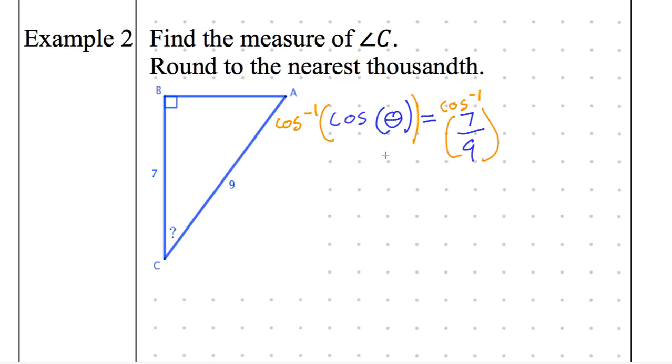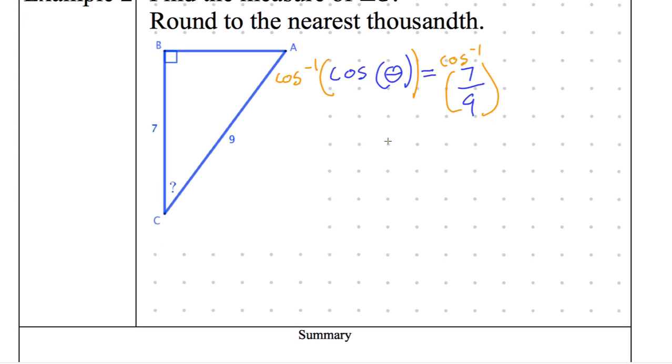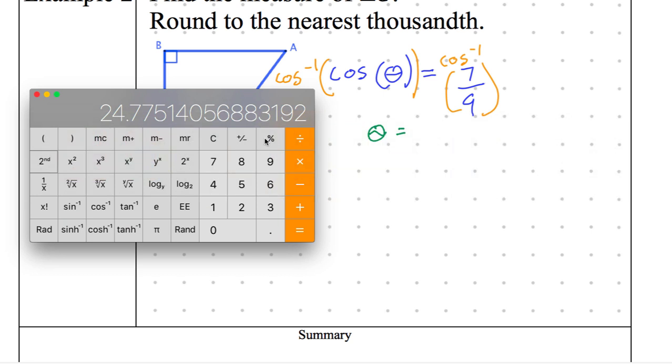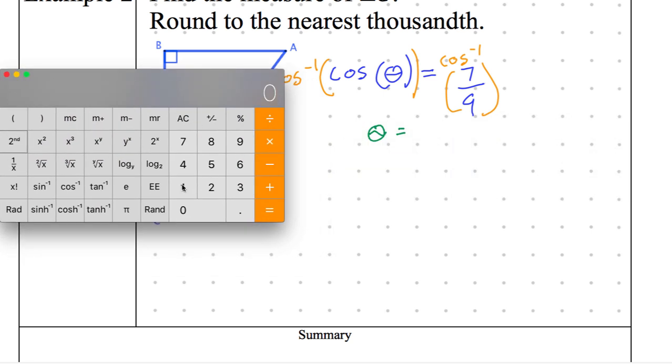All right, and our final volunteer for today. Use your calculator. Find what arc cosine of 7/9 is. Everyone be doing it on your calculator. Make sure you know how to do this. 7 divided by 9 equals this. And then I'm going to do arc cosine of this. And you're going to have to round correctly.